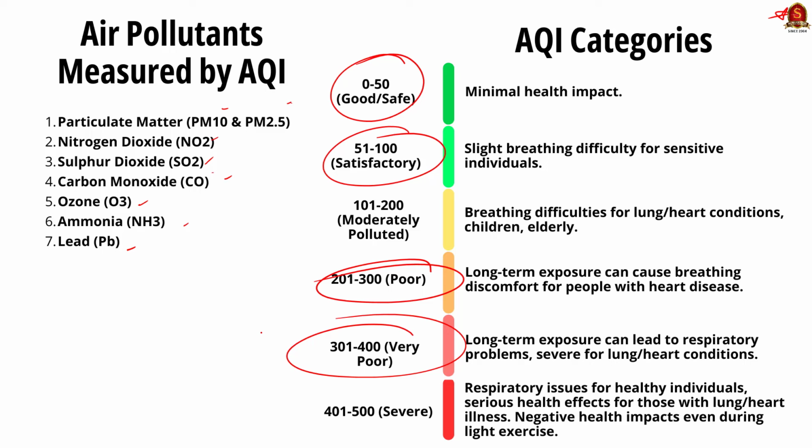And finally, 401 to 500 is marked as severe, and in this situation, individuals with lung or heart illness may experience serious health effects. See, this is all regarding the discussion. In this discussion, we saw an air pollution combating body called CAQM, and in the second part, we saw about Air Quality Index. Revise it often as it will be directly asked in the preliminary examination. This is all regarding the discussion.